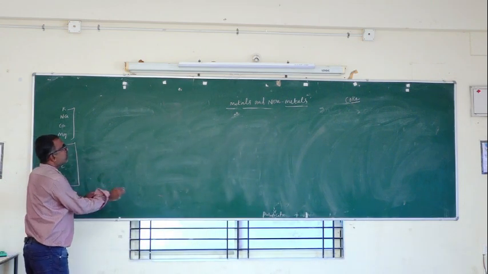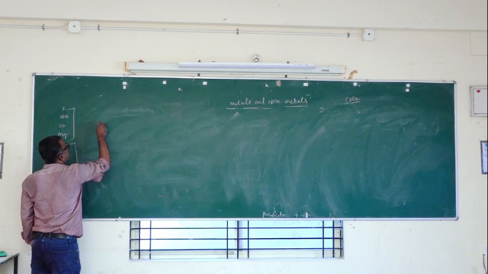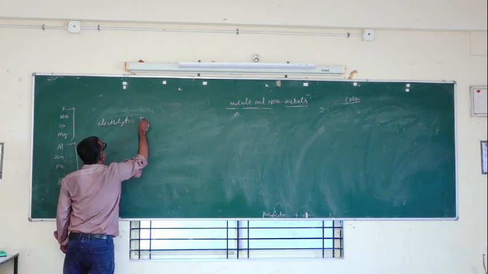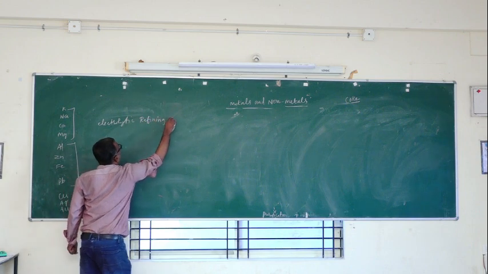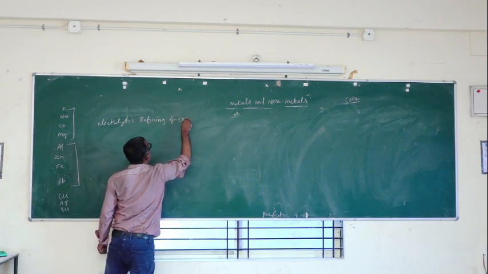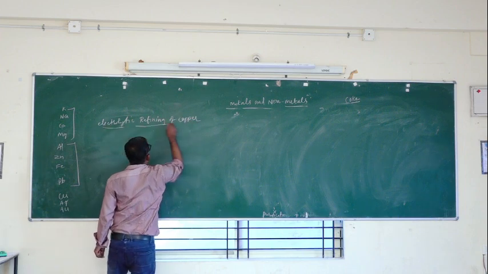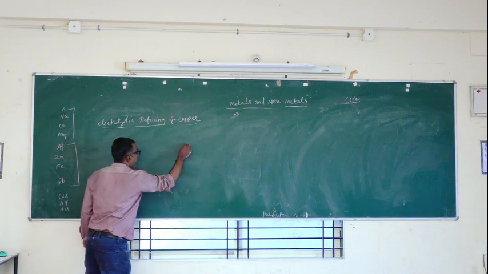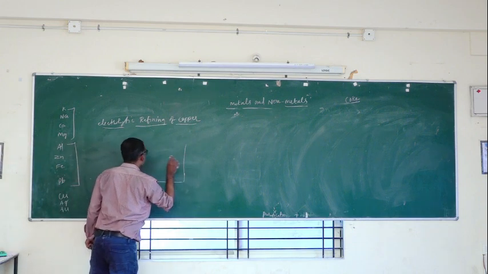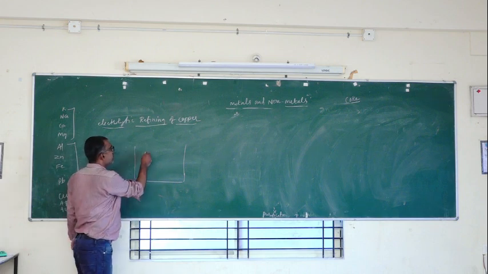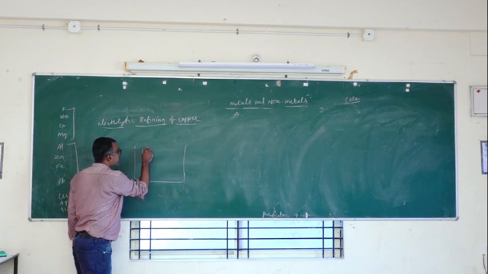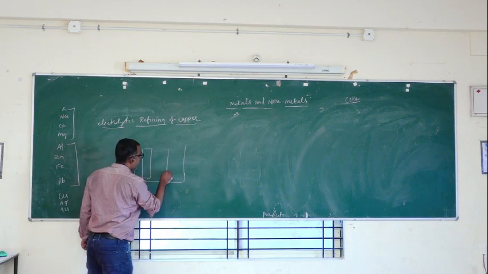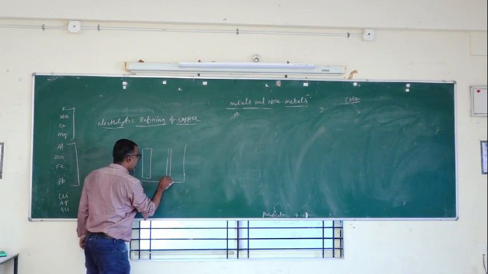So this is the diagram. The name of the diagram is electrolytic refining of copper. So for that, we have to take a tank. In the tank, there should be a thick copper plate. Another one, we have to take a thin copper plate.